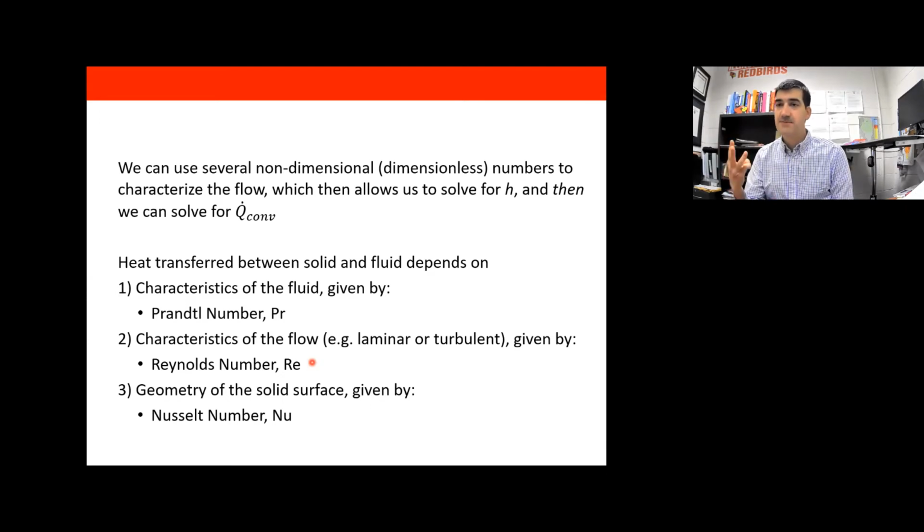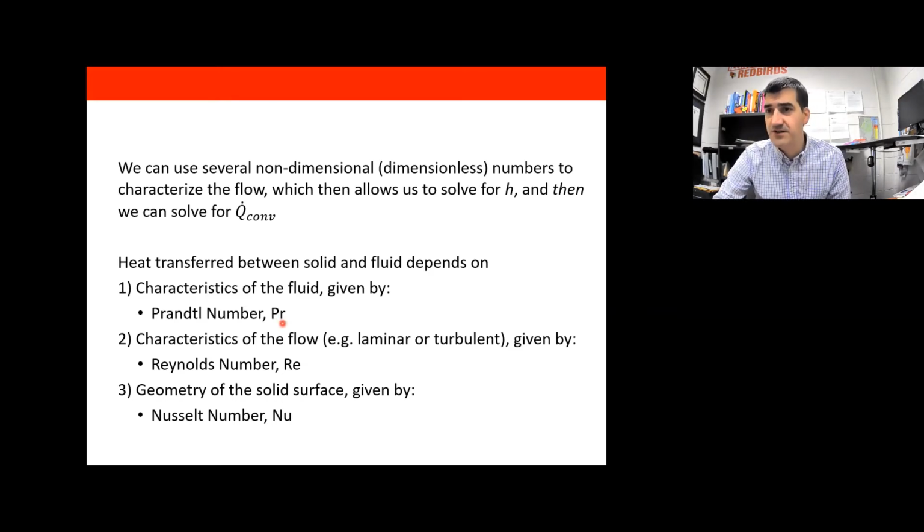So those things that I mentioned are all things that we have to consider when we think about convection heat transfer. And it turns out that there is a variable associated with each one of those. The variable associated with the characteristics of the fluid is called the Prandtl number, named after a scientist about 100 years ago, I think in the early 1900s. Often abbreviated just capital P, lowercase r.